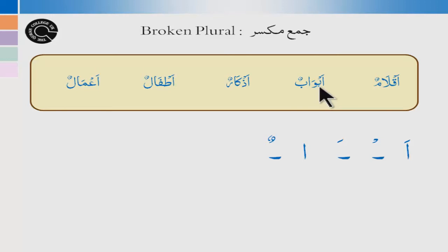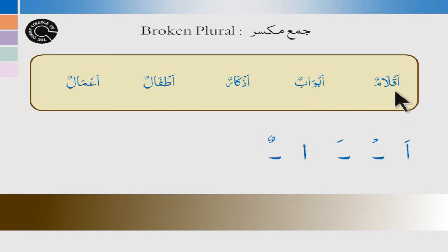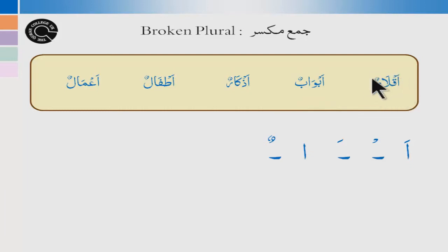In this case, ba is our first root letter, and that wow is the second root letter, and the ba is the third root letter. So those 3 root letters make a jama mukassar or any word. In this case, because we are dealing with the broken plural, the broken plural is made of 3 letters. So as I said, 99% of the nouns would be made of 3 root letters. So we are looking for 3 root letters here, over here as well, and here as well.